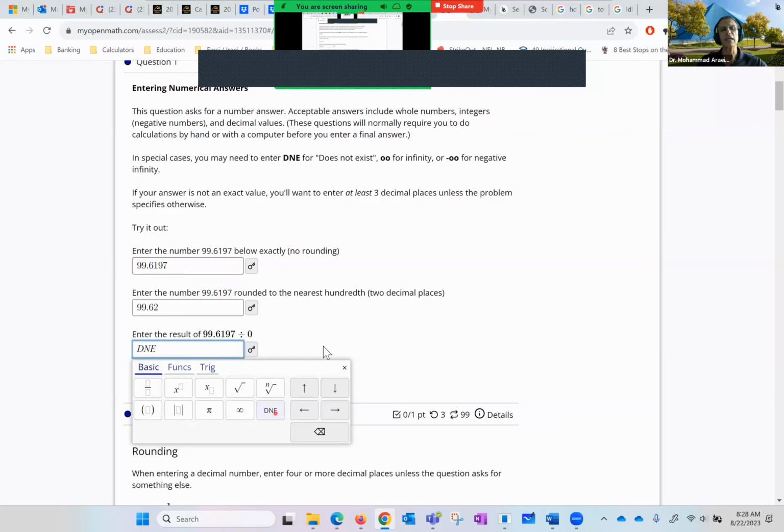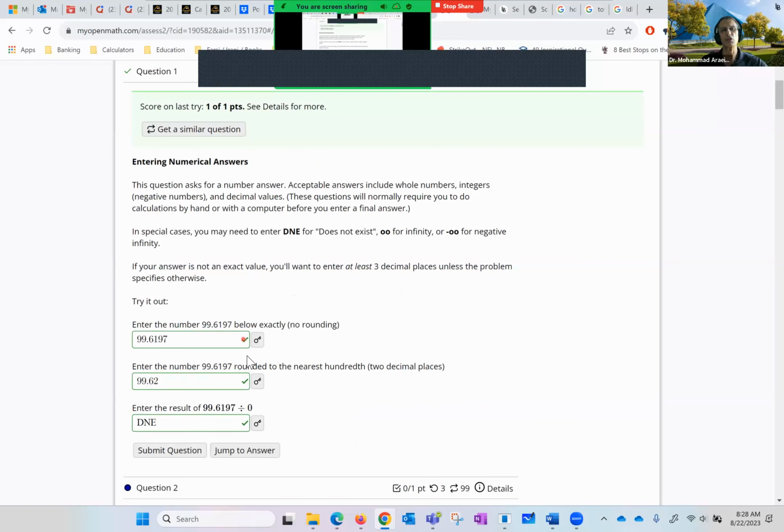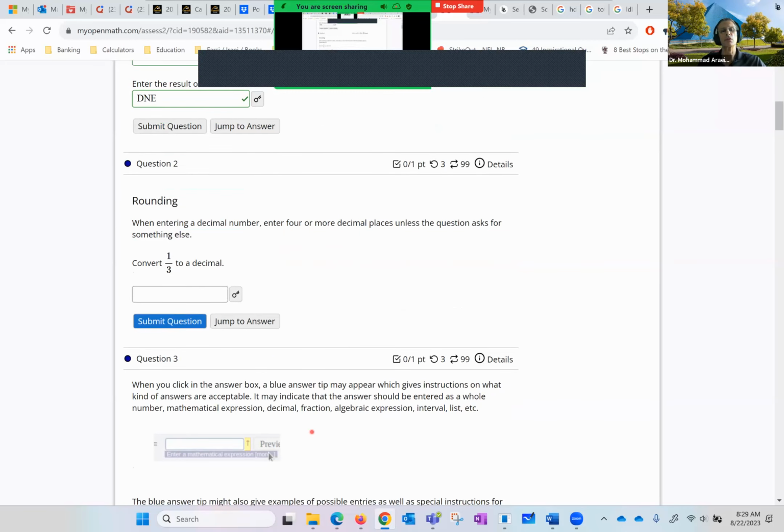They're going to use DNE, does not exist. So if I submit the question, class, notice what happens. It check-marks for me, meaning I have it right. But if I made a mistake, all I have to do is click up here, get a similar question, and I can do it again. I get a similar question as many times as I want, until I get this right, and I'm done. I go to the second question and the third question and so forth.